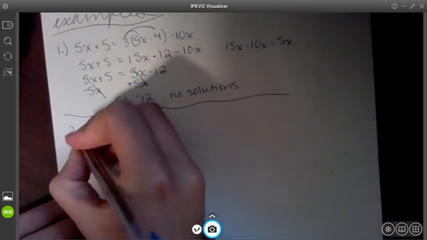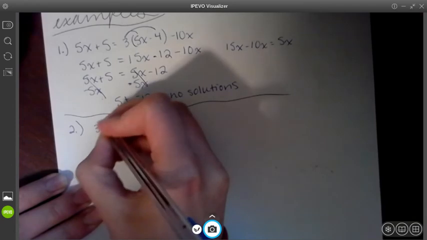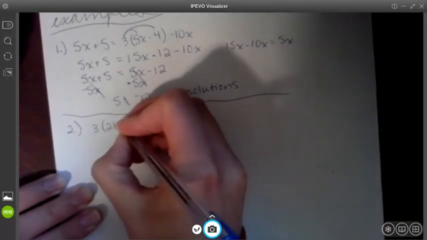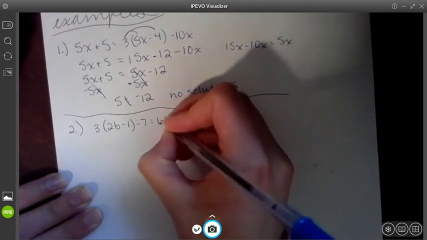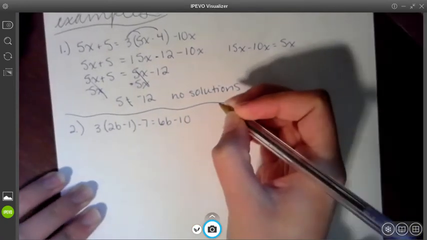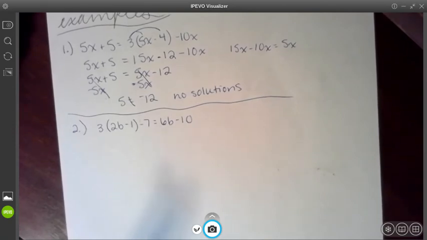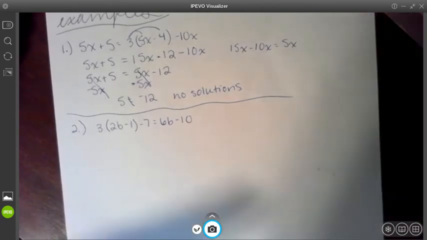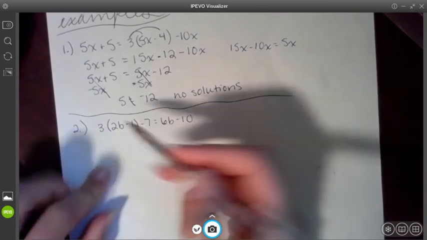Let's do 3 times (2b minus 1) minus 7 equals 6b minus 10. All right, if you feel pretty good about doing equations, I encourage you to pause here and just do this one on your own first. Okay, let's go. Looking at this, let's distribute first.